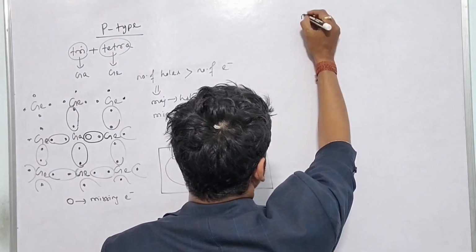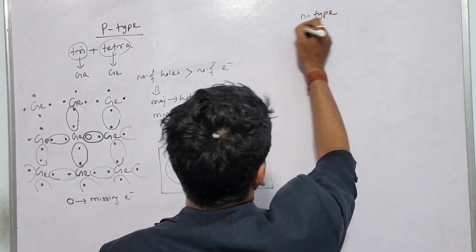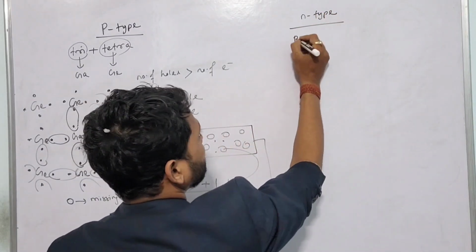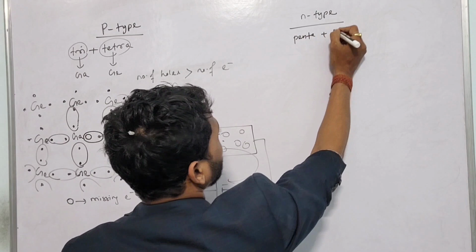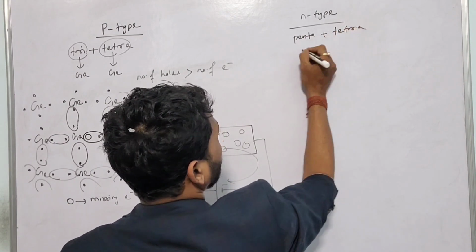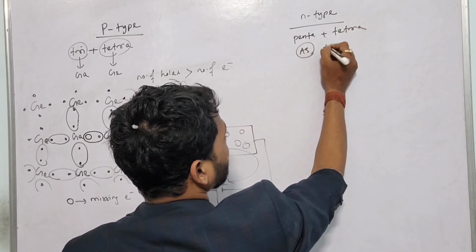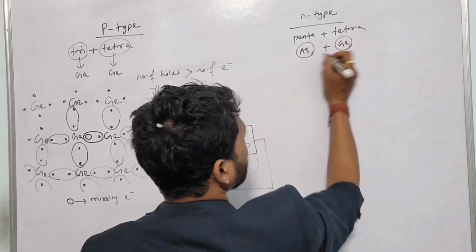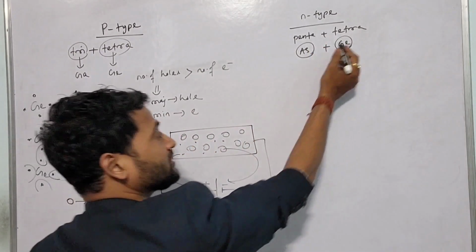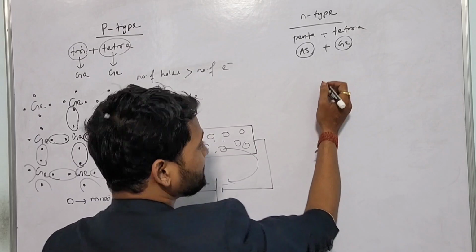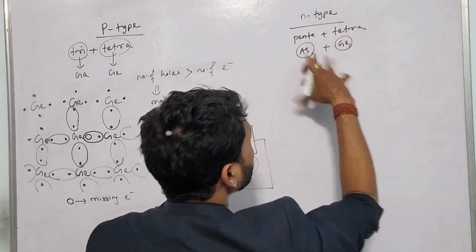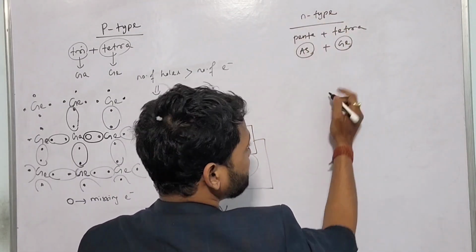So now we'll discuss N-type semiconductor. In N-type semiconductor, a pentavalent atom is doped with a tetravalent atom. We can take the example of arsenic, and the tetravalent is germanium. Here arsenic is the dopant or impurity, germanium is the primary atom. Let us draw the crystal lattice of that N-type semiconductor.